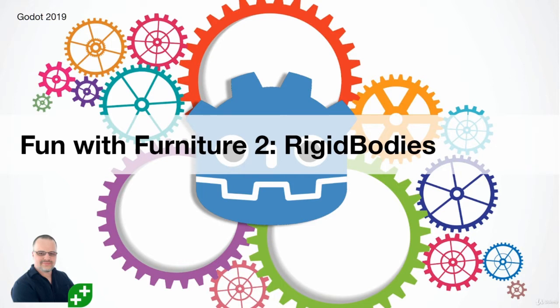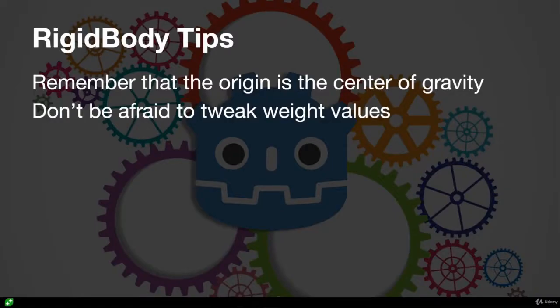In this video, we're going to continue decorating our level. We're going to make some rigid bodies. Now, quick reminder, remember that the origin is the center of gravity. We're going to make pieces of furniture and decoration that are going to fly around the room when someone runs into them or when a piece of food hits them. And don't be afraid to tweak the weight values. We don't need everything to respond the same way.